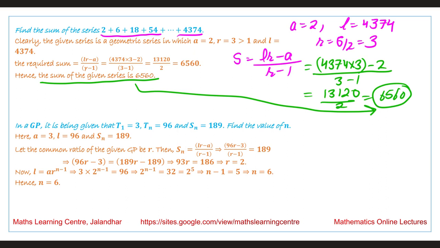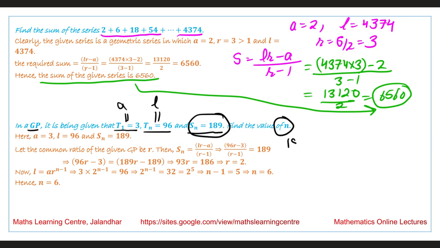Next, in a GP, it is given that T1 is equal to 3, Tn is equal to 96, and Sn is equal to 189. We have to calculate the value of n. So this is the value of A given, this is the value of the last term given, and this is the value of the sum of n terms given.